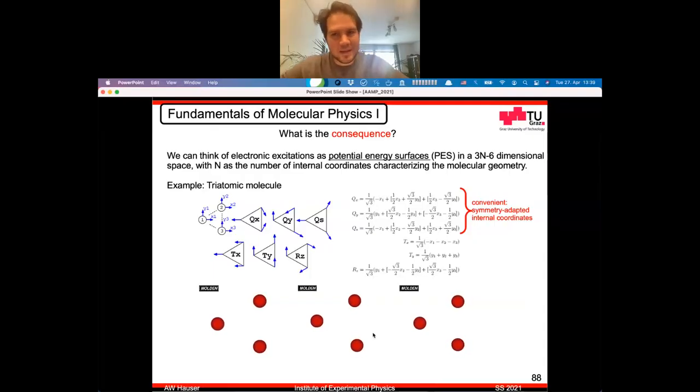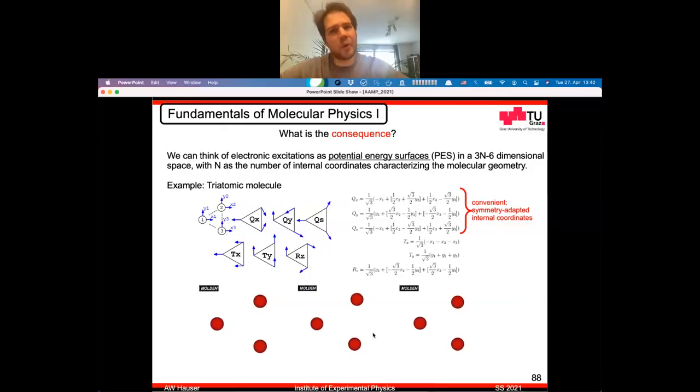But this is exactly the same as saying, okay, well, if my potential energy surfaces are sufficiently far apart in comparison to the energy I have at hand for vibrational excitation, I'm fine with just one potential energy surface and can solve for my nuclear wave function on just one potential energy surface.